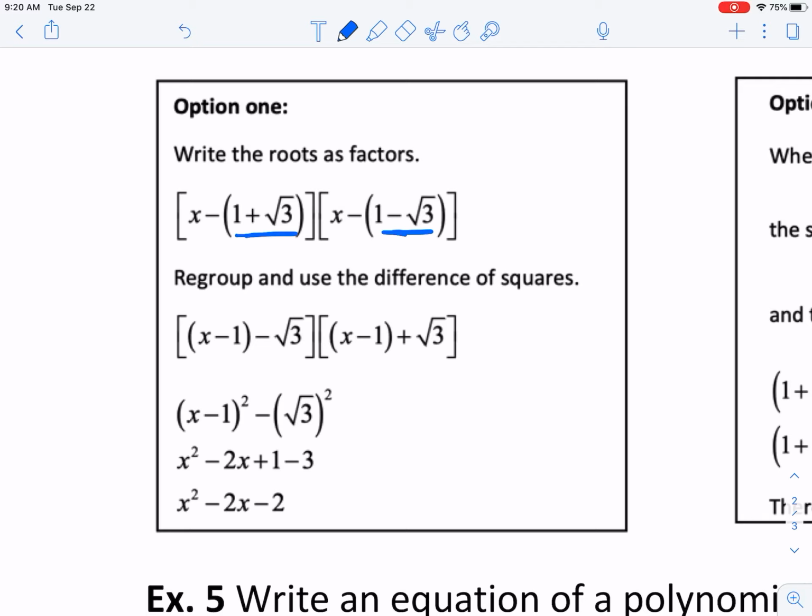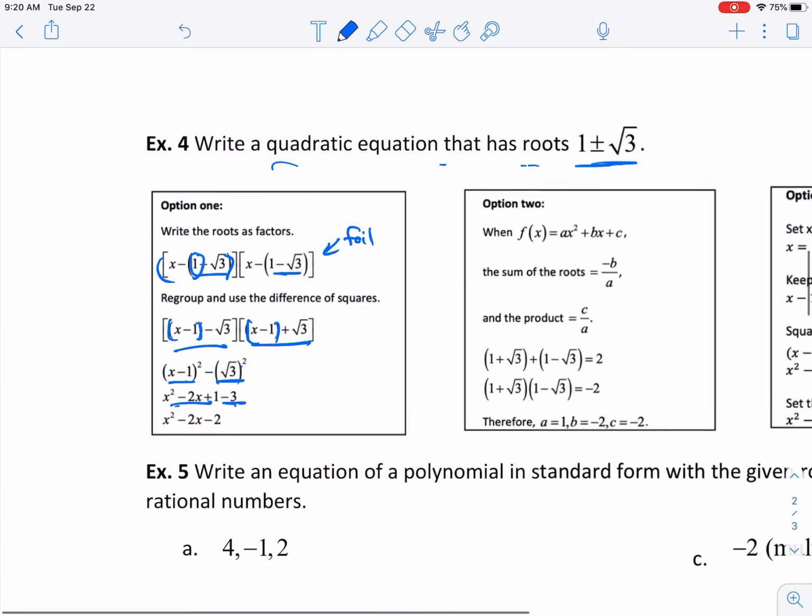But I FOILed it, which took forever. I love this. You move your parentheses. So instead of your parentheses being here, you move them to here, like this. And now this is the difference of squares. So this is a squared minus b squared. You FOIL this one, you square that one, and you got your answer.